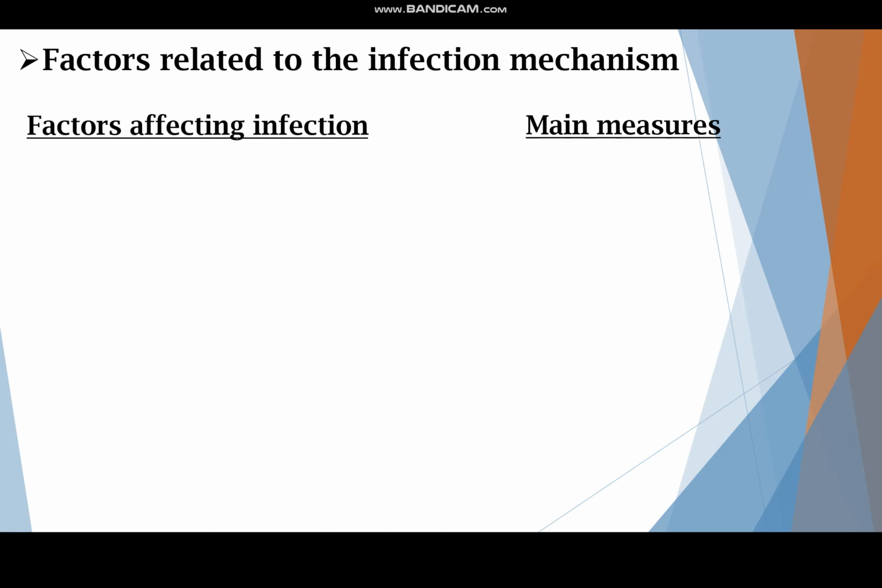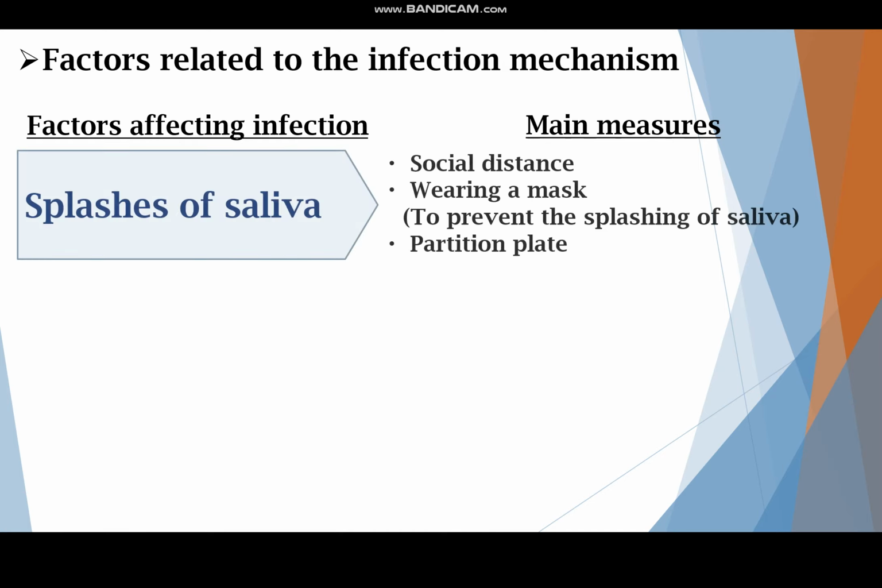Three factors are generally known to affect the spread of infection, and these factors are also related to the infection mechanism. The first one is splashes of saliva. Several studies have shown that the saliva of an infected person contains many viruses. The main countermeasure against this factor is social distancing.